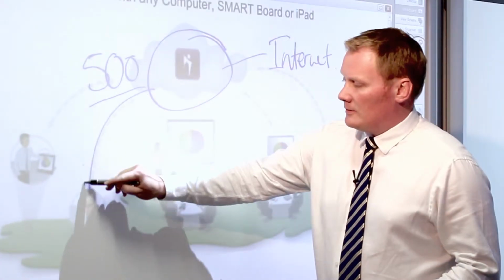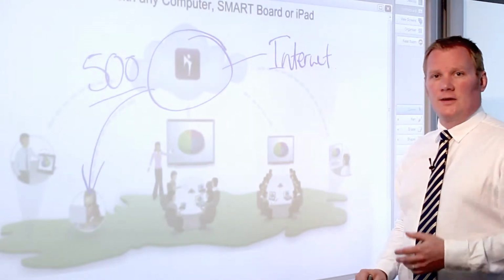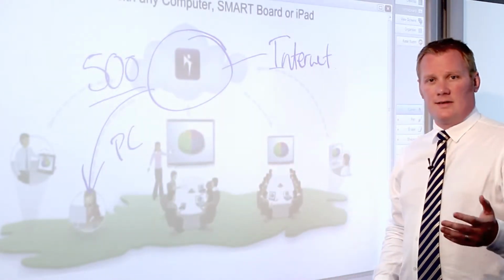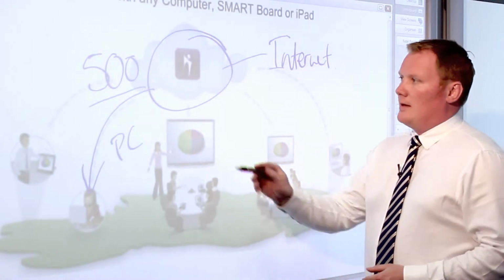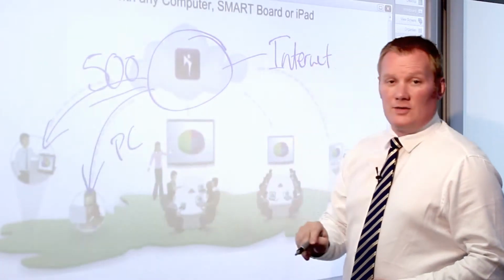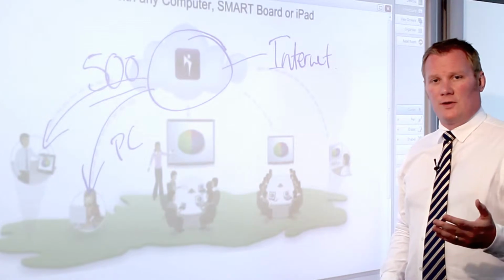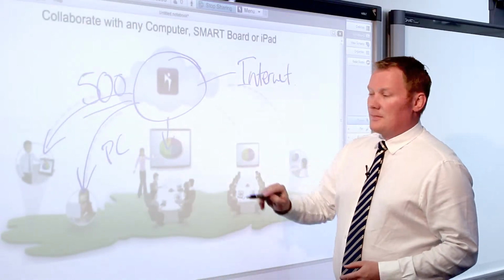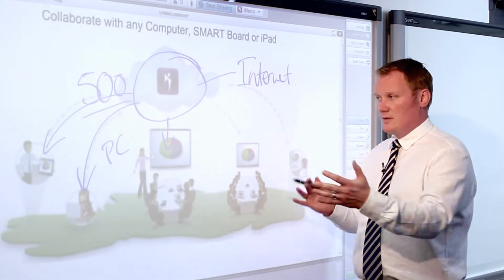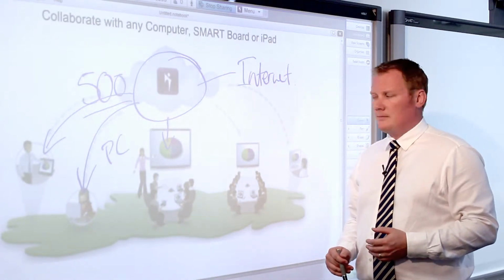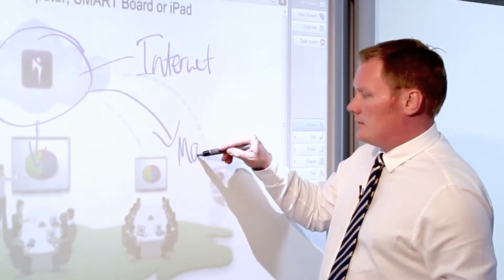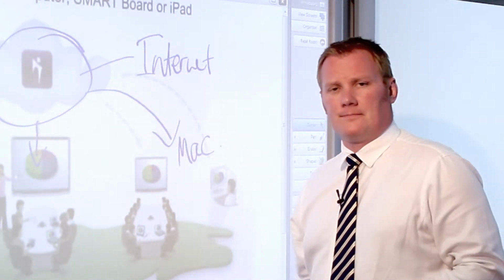Through the internet, the server can connect to a PC with someone using a headset at their computer. It can connect to an interactive monitor, which is another product that Smart have in their range. It can connect to another person using a smart board, the same as the one that I'm using here. Or it can also connect out to anybody using a Mac.